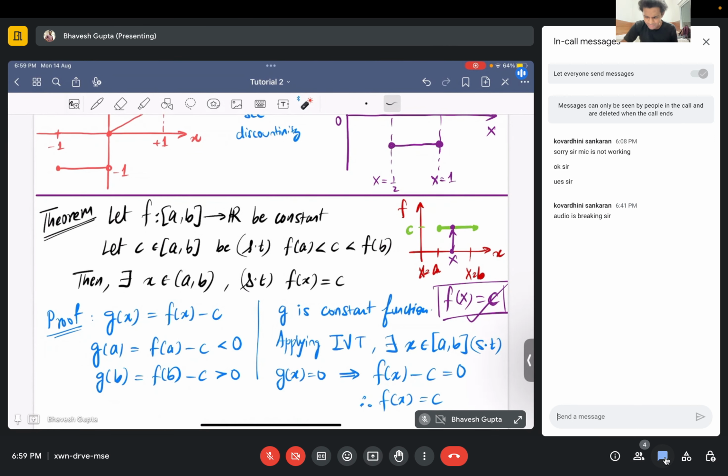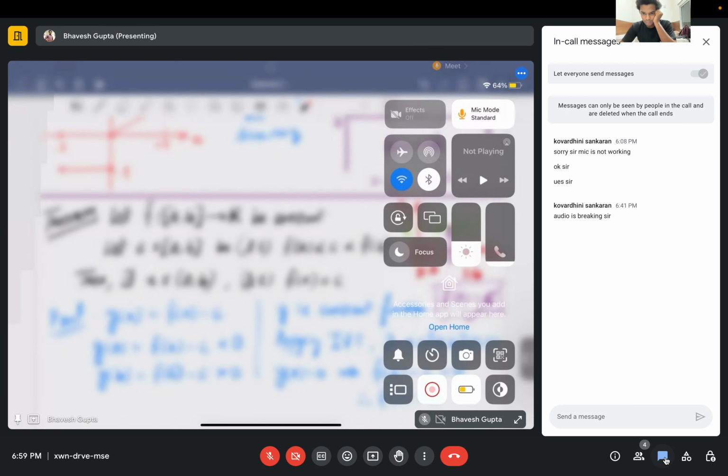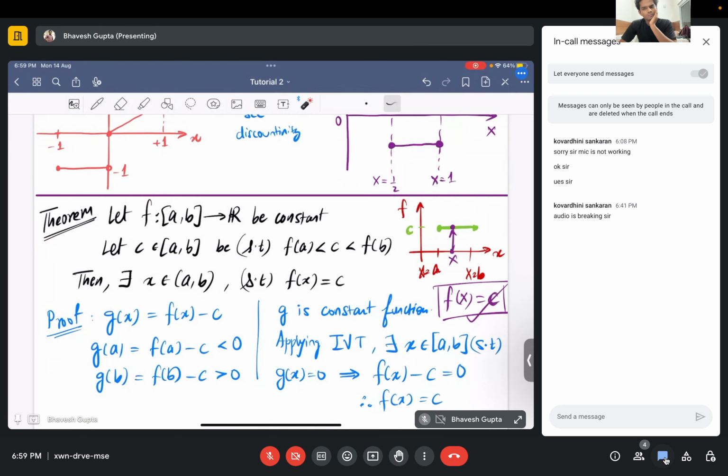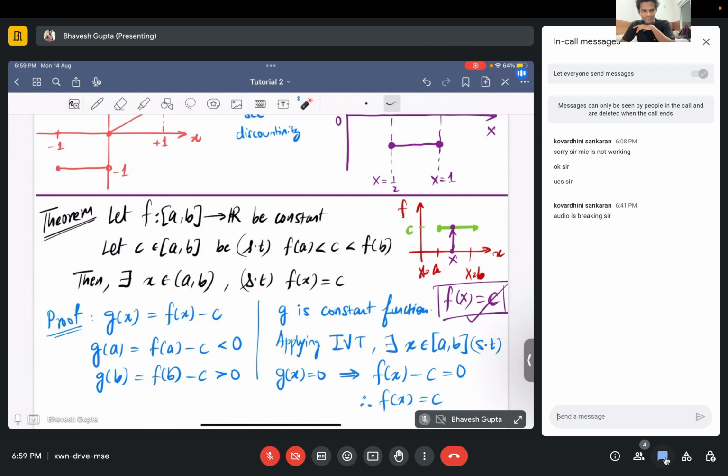Okay, my audio is breaking, right? Oh, that's an issue then. I need to figure out something. Is it still breaking? Is my audio still breaking? I guess I'm actually traveling a little bit, so that's why I have bad audio. Okay, that's nice.